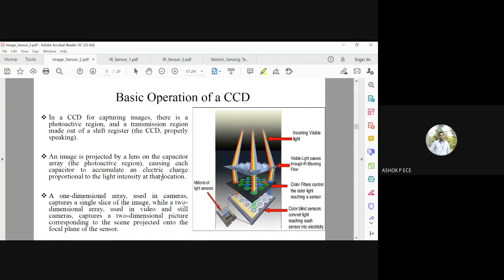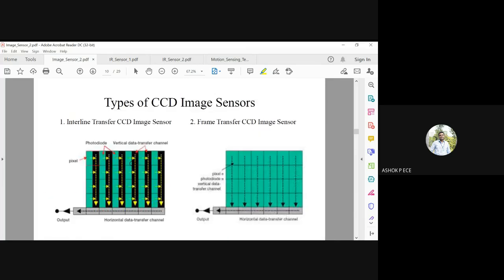So you have several filters before the light actually falls on the CCD. Finally, when the light falls on the photosensitive area of your CCD, the electricity is proportional to the amount of light falling on your device. So two types of CCDs are used. One is interline transfer CCD. Second one is frame transfer CCD.